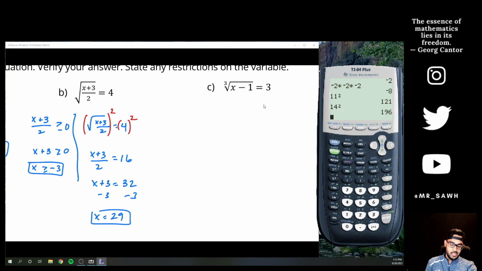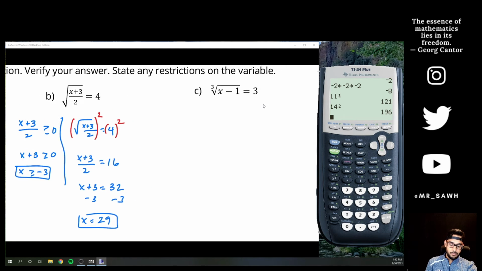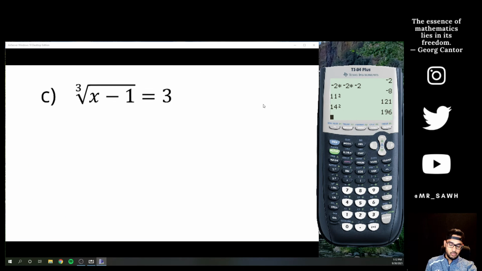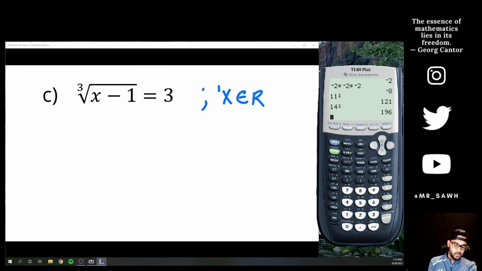Last one on here is C to talk about in this example. And this one involves a cube root. Now, I know that for cube roots there are no restrictions. So x can be any real number. It doesn't matter what I get for x, because it's the cube root, it will work every time.